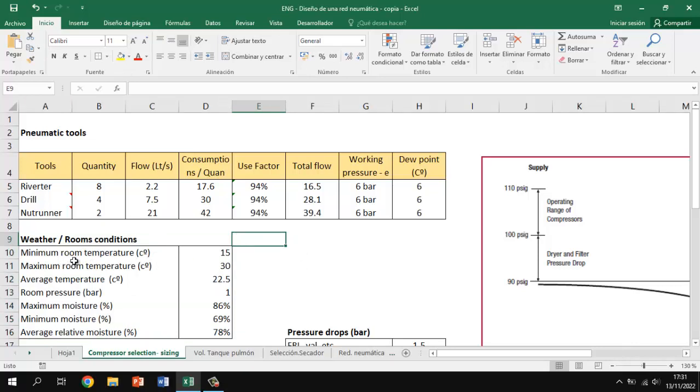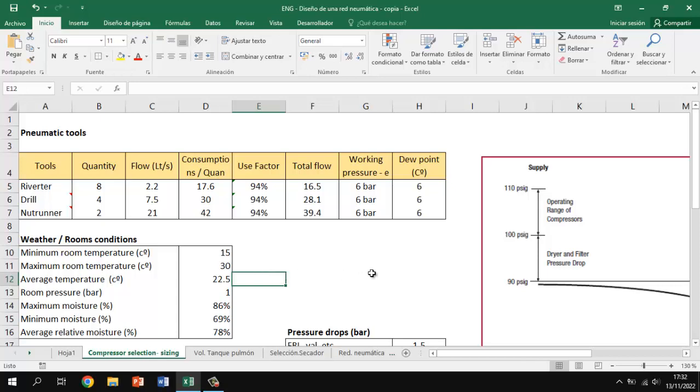So we have the minimum room temperature of 15. This is the case of a place near the sea. In summer, 30 degrees is the maximum room temperature. So we have an average temperature of 22.5. Then we have a room pressure of 1. And for humidity, we have some notes: maximum moisture of 86, minimum 69. So we put an average relative humidity of 78 percent.